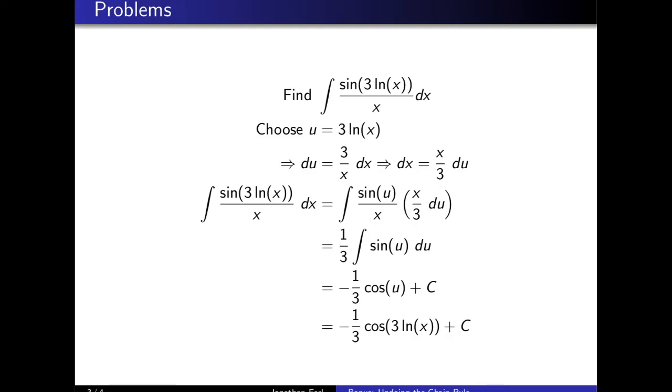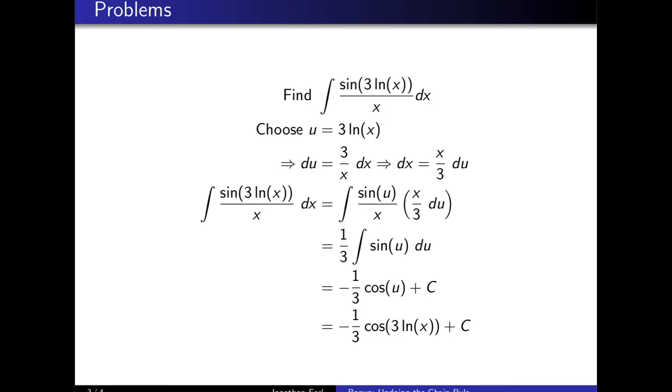So after solving for dx, we get that dx is going to be x over 3 du, and then we're just going to substitute in our various pieces. So we have sine of 3 natural logarithm of x divided by x dx. Well, we said that 3 natural logarithm of x is u, and then dx is x over 3 du. So the x that's in the denominator will cancel with the x that we're going to bring in from the substitution, and we'll just reduce this down to finding 1/3 the integral of sine of u du.